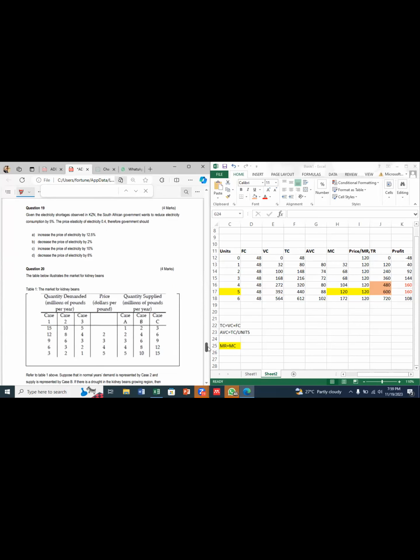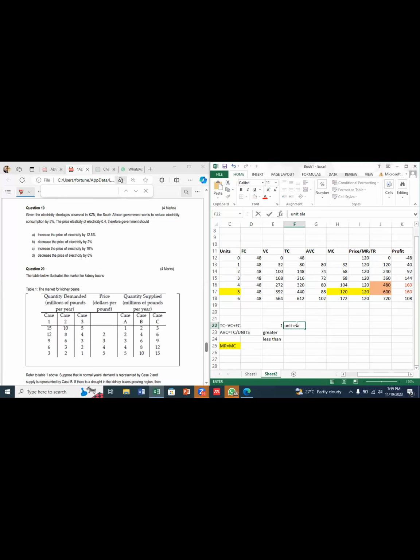Then question 19. Question 19 states that given the electricity shortages observed in KZN, the South African government wants to reduce electricity consumption by 5%. The price elasticity of electricity is 0.4. Therefore, the government should. So with price elasticity, you need to be able to also define the coefficients that you get on price elasticity. So we have 1, we have greater than 1, we have less than 1.